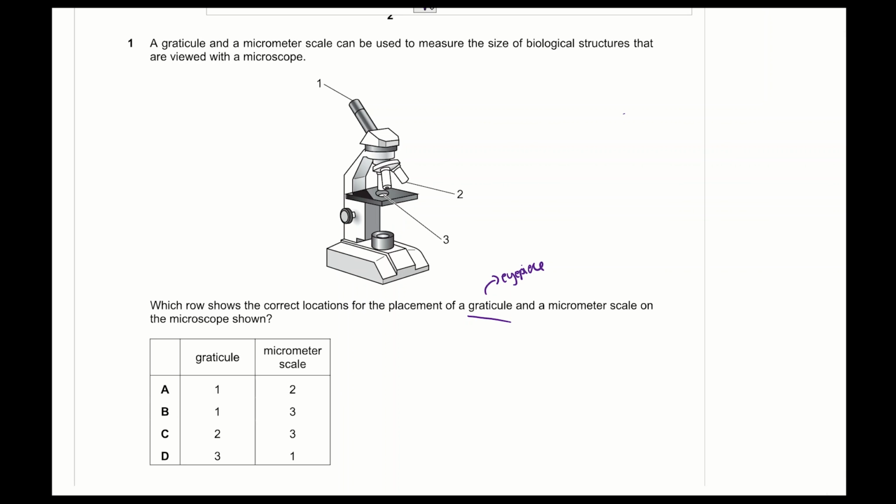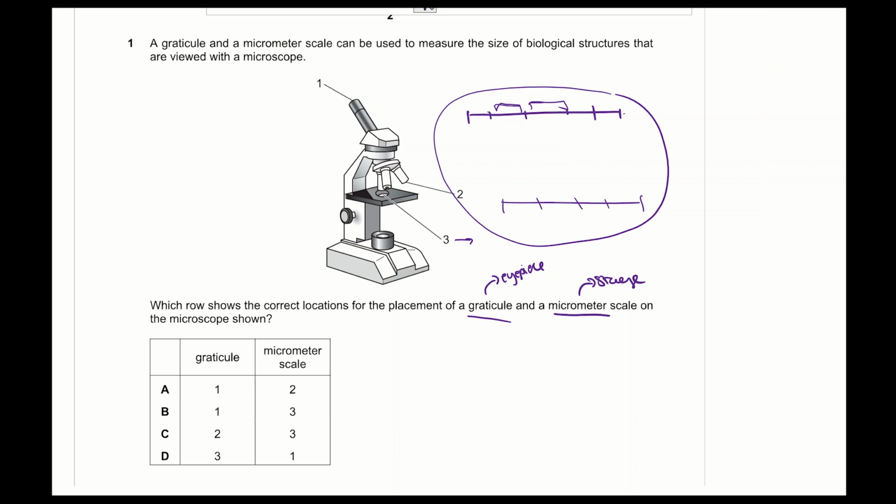It's basically a glass slide with no calibrations and without units. However, it has equal distance and equal measurements between each other. However, it is not calibrated and it's without units. Contrasting a stage micrometer, which from its name is placed on the stage, which is number 3. Its function is that it has known dimensions and units. Therefore, these could be measured to calculate the magnification of an object. Therefore, the answer is going to be B.